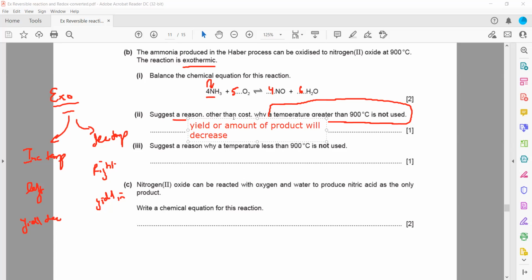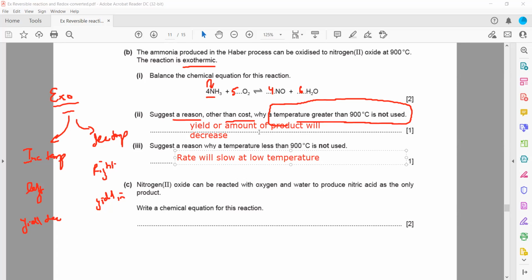Suggest a reason why a temperature less than 900 is not used. Like, why did we not use too low a temperature? If the temperature is too low, the rate of the reaction will be slow. If the temperature is low, the rate will be slower. If the temperature is high, the rate will be faster. So this is the optimum temperature, to have a better rate as well as yield.